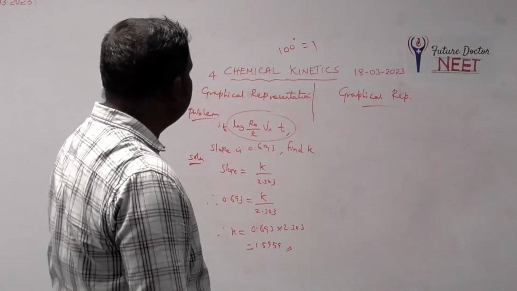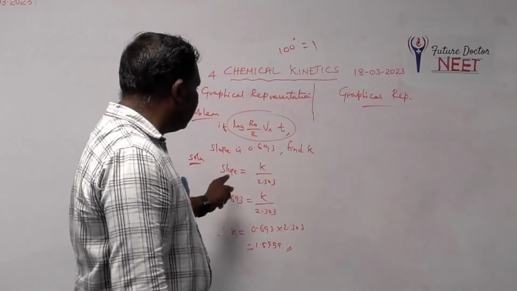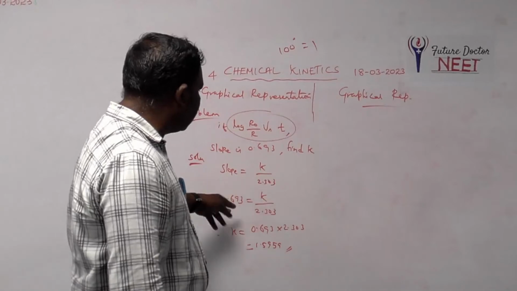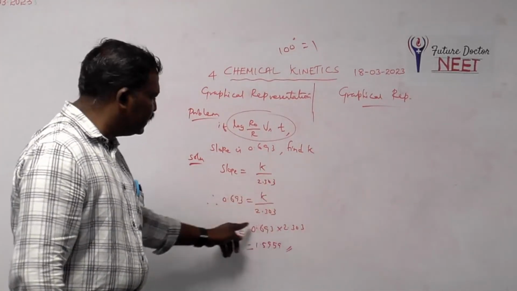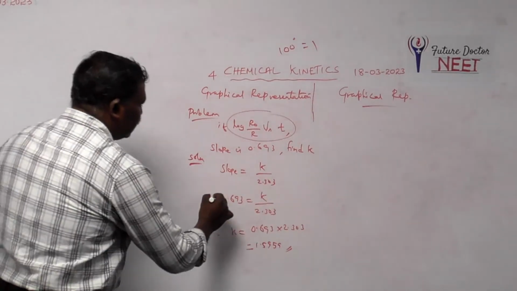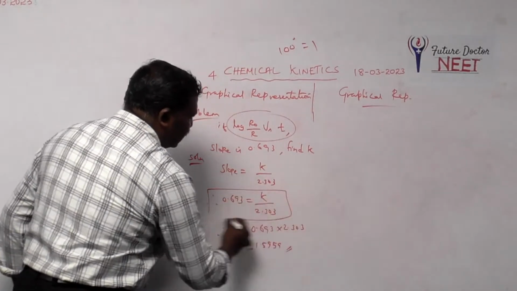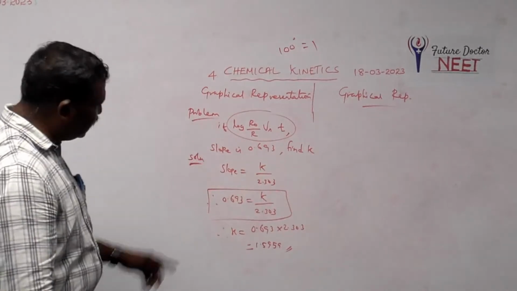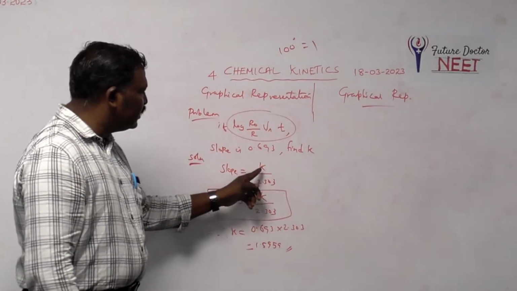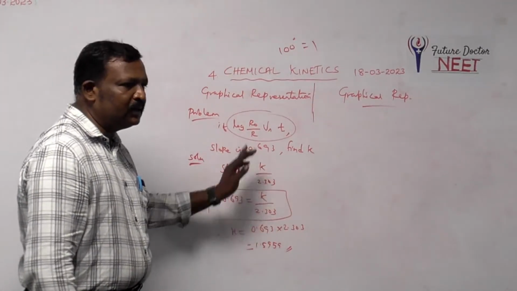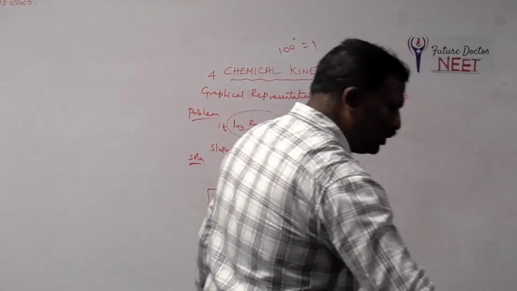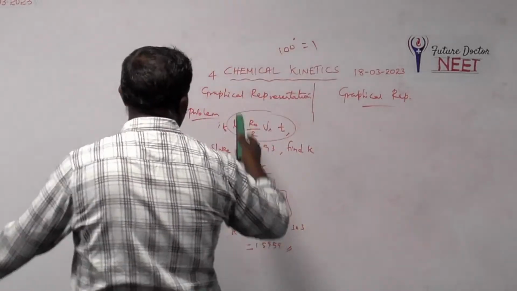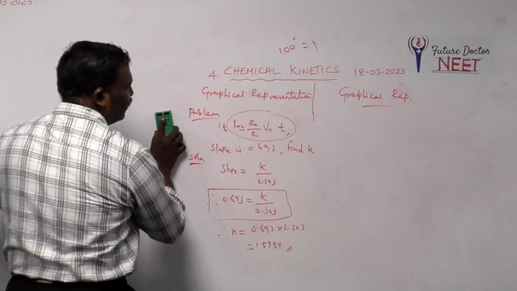From the graph, we can find out the order of reaction. The formula is there. This formula only, just remember, this is very important. First graph, nothing. Simply, slope is equal to minus k. But here, slope is equal to k by 2.303. Right. Finished? Okay.